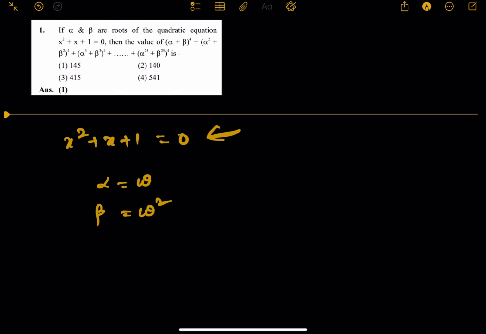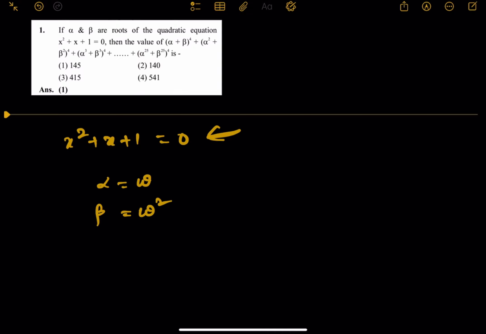So this is our next question. Again, a pretty easy question, but I wanted you guys to make some observations here. So this is based on the cube roots of unity. Alright. So alpha and beta are the roots of this equation. So we know alpha is equal to omega, beta is equal to omega square.